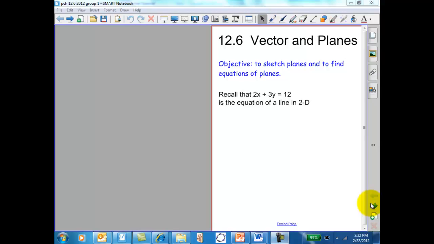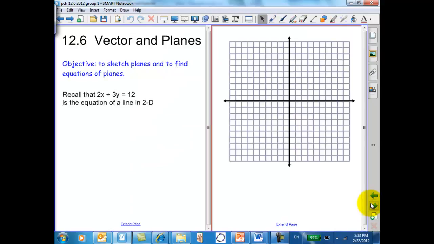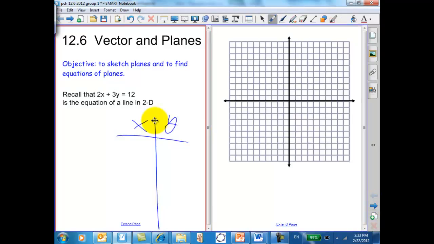So first let's look at recalling 2x plus 3y equals 12, the equation in 2D, right? It's definitely a line in 2D. And remember how you plot this? How do I get the x-intercept? By setting y equal to 0, you get the x-intercept.